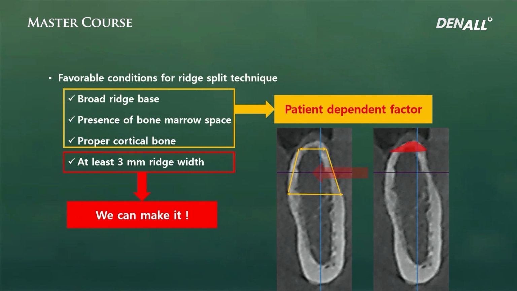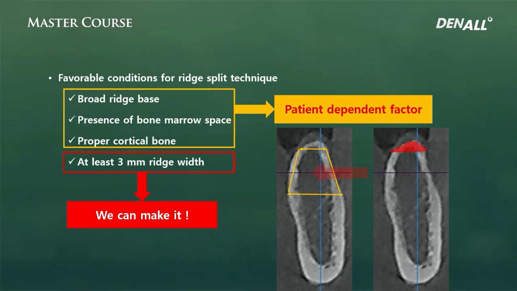If it is too thin, you can do alveoloplasty to make the 3 millimeter ridge width. However, this is under the precondition that the vertical available bone is sufficient. If you use the SET kit to do ridge split, alveoloplasty can be very useful to get the necessary width.